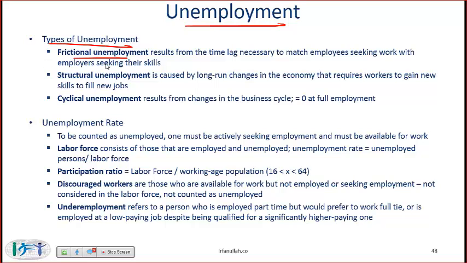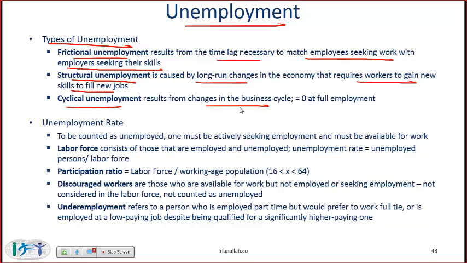We can have frictional unemployment, which results from the time lag necessary to match employees seeking work with employers seeking their skills. Then we have structural unemployment. This is caused by long-run changes in the economy that requires workers to gain new skills to fulfill new jobs. And then we have cyclic unemployment that results from changes in the business cycle.